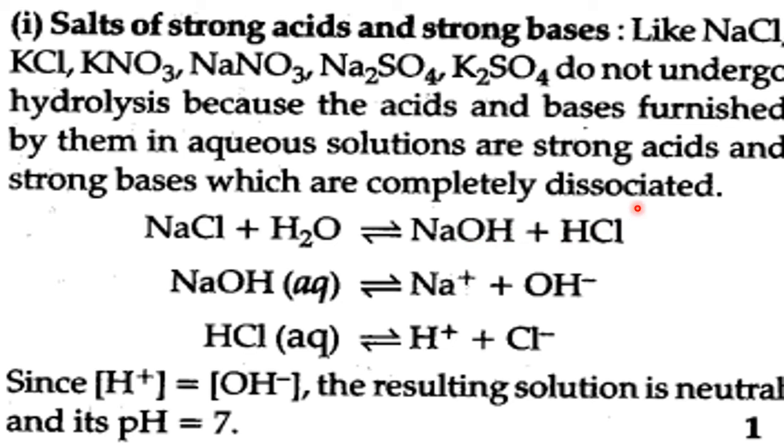Because both are strong electrolytes, they dissociate completely. So NaOH dissociates completely into Na+ and OH-. In the same way, HCl also dissociates into H+ and Cl- completely. Now what happens here? NaCl will be there, but how do we know the pH of a solution? The pH of a solution is known on the basis of what? The OH- ion or the H+ ion. But here the H+ and OH- ions are in equal concentration.